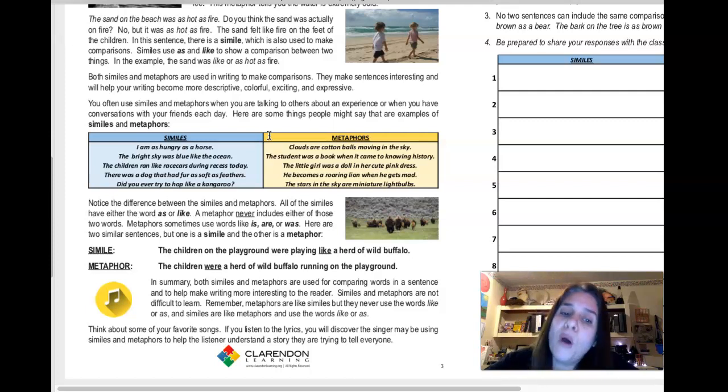So in summary, both similes and metaphors are used for comparing words in a sentence and to help make writing more interesting to the reader. Similes and metaphors are not difficult to learn. Remember, metaphors are like similes, but they never use the words like or as. And similes are like metaphors, but they use the word like or as.